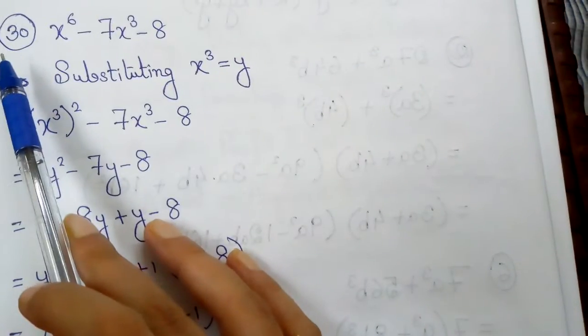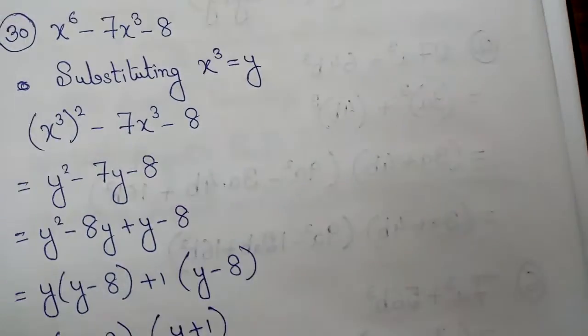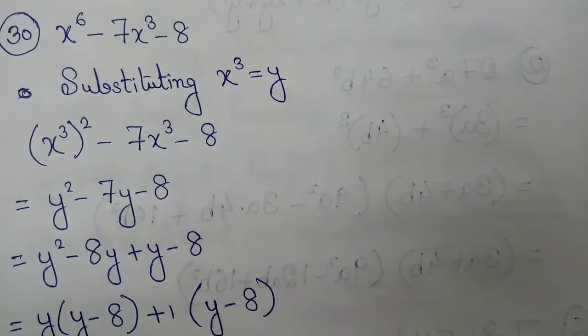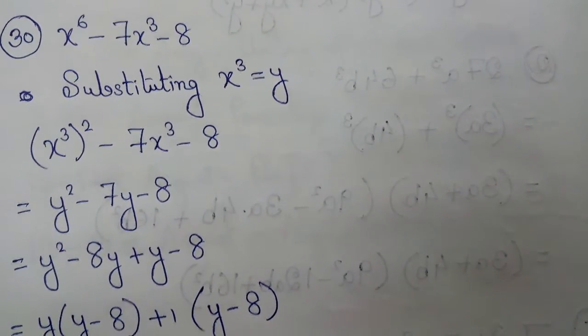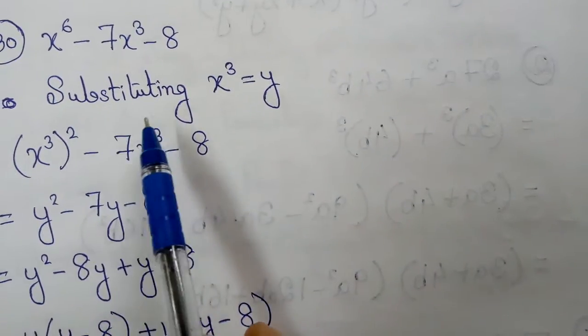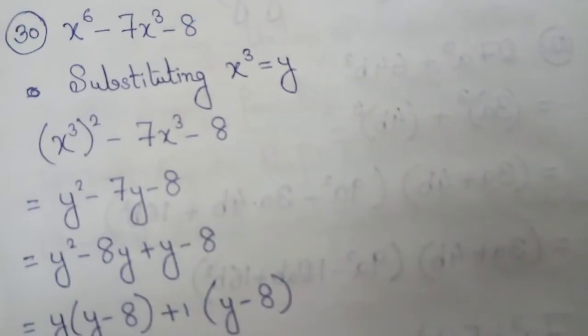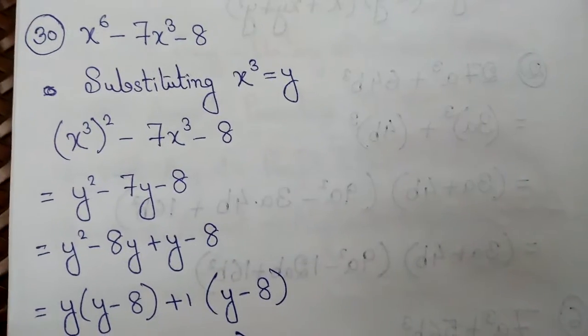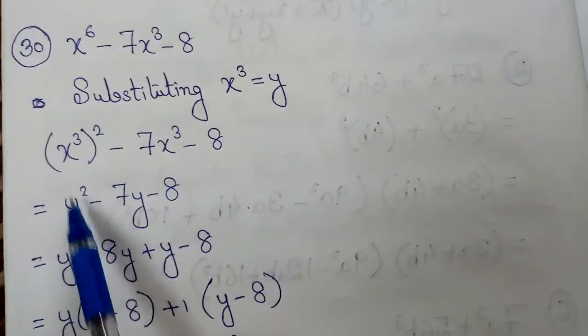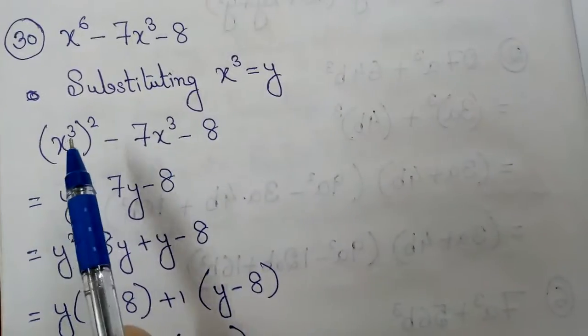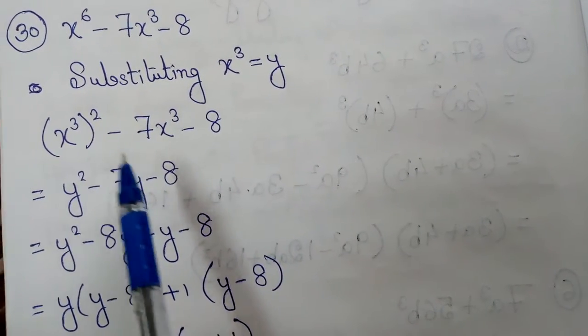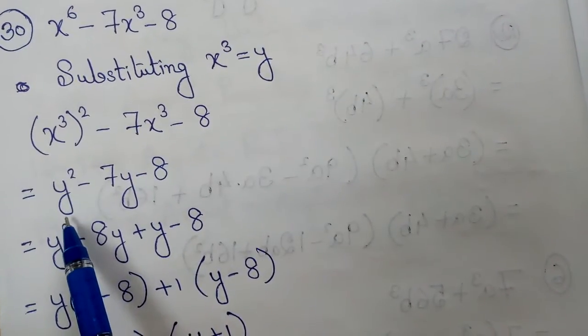Now I am going to solve sum number 30, that is x to the power 6 minus 7x cube minus 8. So first I am substituting x cube as y. So I have written substituting x cube equals y. So this can be written as (x cube) whole square, which means x to the power 6, minus 7x cube minus 8. Now I am substituting the value, that is y square minus 7y minus 8.